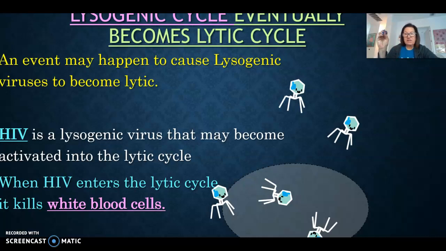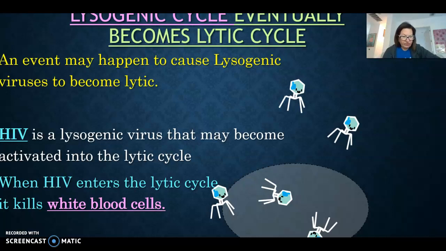They can go from that stage of being lysogenic, meaning it's just lying low in that cell, to becoming lytic, where it's going to tick, tick, boom, right? Out of those cells, it's going to explode. An example of this is HIV. It's a lysogenic virus that becomes activated into the lytic cycle. People could have HIV and show no symptoms whatsoever. And then something might happen and it goes into that lytic cycle.